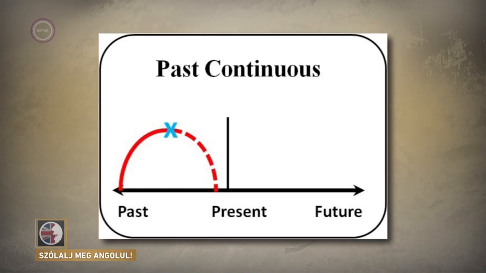Okay, so we know the spelling and we know when we use the past continuous. We use the past continuous tense to talk about things that were happening at a certain time in the past. We know that the action we're talking about started before a certain time in the past, and it continued until after that time in the past.